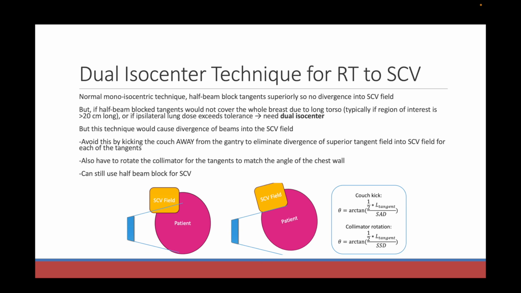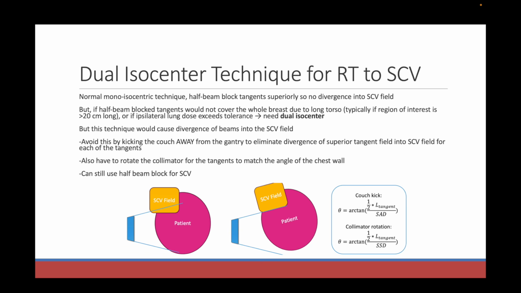And one of my former co-residents had a good mnemonic for that. Kids that are normally getting CSI, you pull them toward you and do a hug. So that's toward the gantry. Adult breast patients, you push them away from you. So you kick the couch away from the gantry.